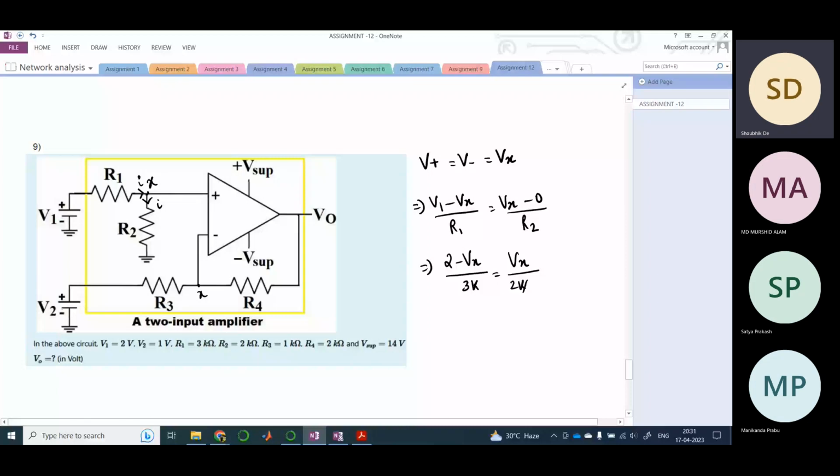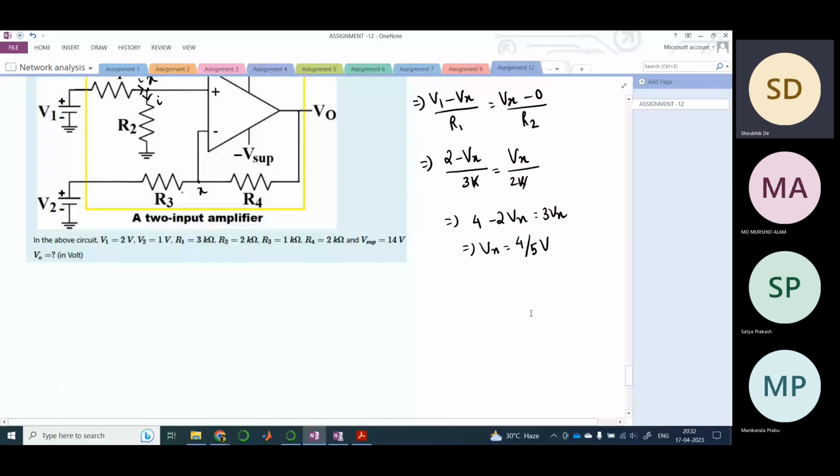So this would be 2Vx, 3Vx. So Vx is 4 by 5. Once you have applied this, you can now apply simple KCL here. So this would be I dash is equal to I dash, because no current would be entering here. So (V2 minus Vx) divided by R3 is (Vx minus V0) by R4.